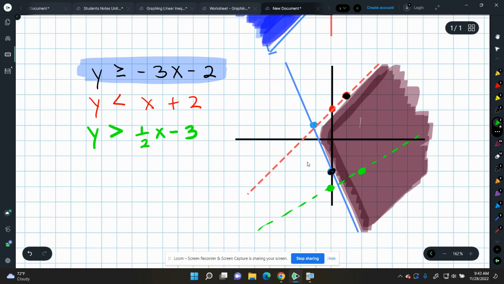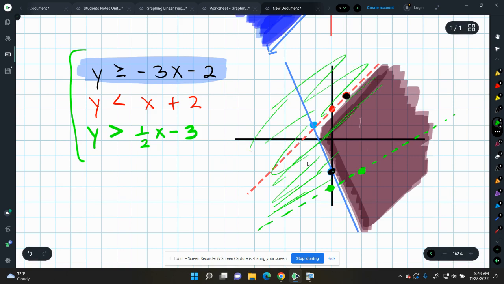Okay, paying attention, right? This time I have 3 inequalities in my system. So when I graph this, y is greater than, so I'm going to shade above. Right, above. So where do all 3 intersect? In this space here. Oh, that's a lot of colors. They really should be Christmas colors. In this space right here.